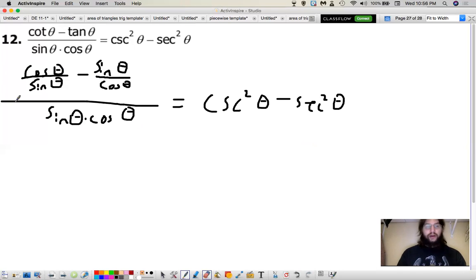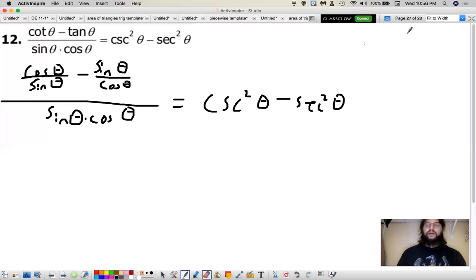Subtracting fractions, butterfly, make sure you do it in the right order. If you don't know the butterfly, that's fine. You just get a common denominator. This needs a cosine, this needs a sine. Times sine over sine, times cosine over cosine. You see what happens.